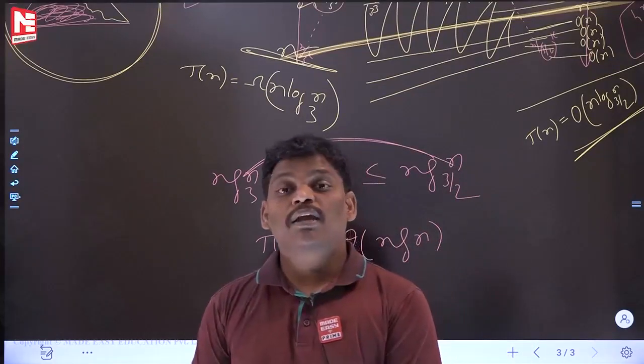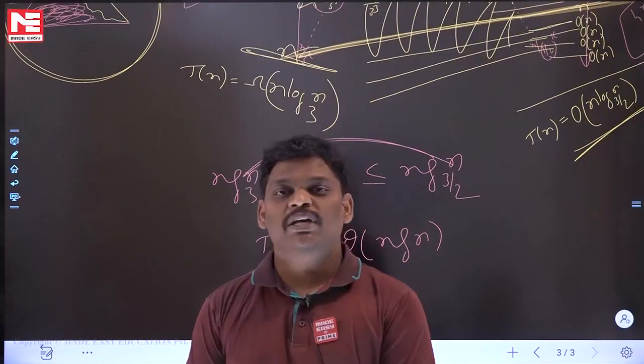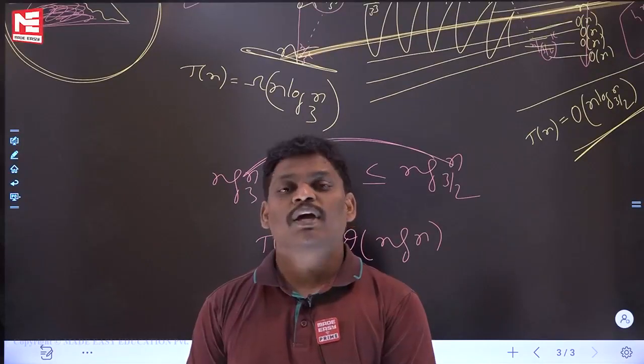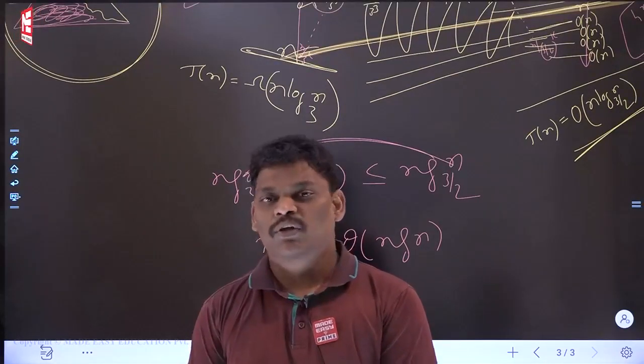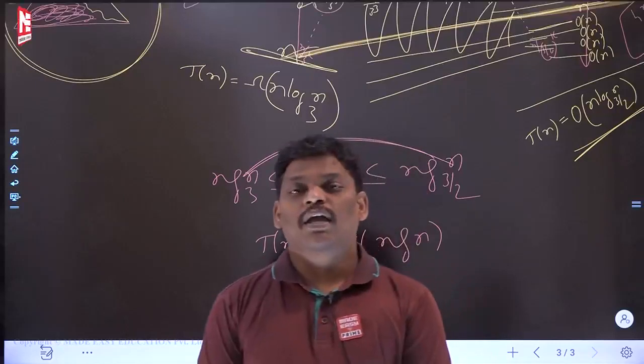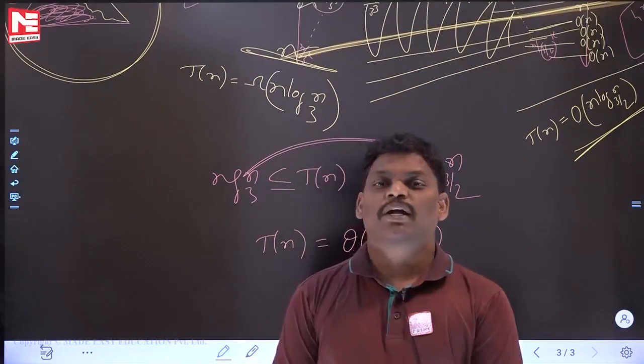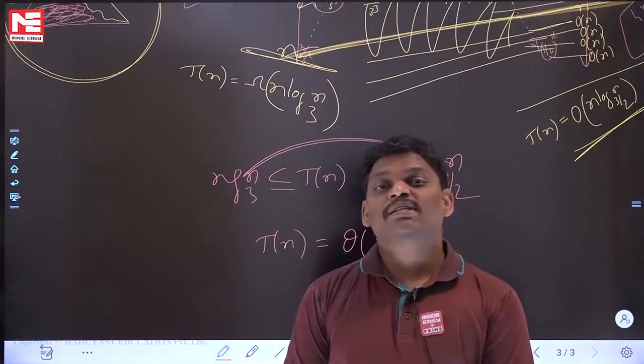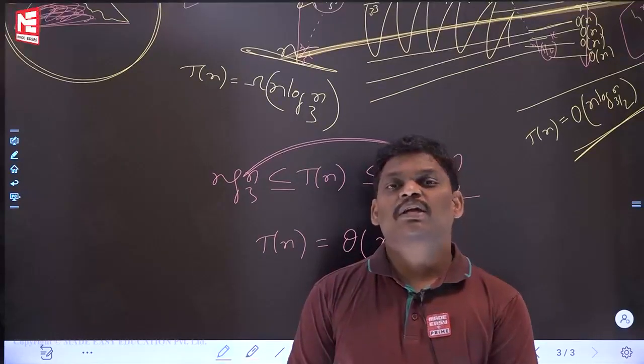Upper bound n log n base 3 by 2. Lower bound n log n base 3. They differ by only a constant, so you can write theta. You can keep whatever base you want. Can you say the left height is log n base 3 and the right height is log n base 3 by 2? Why? Left is always divided by 3, right is always divided by 3 by 2.